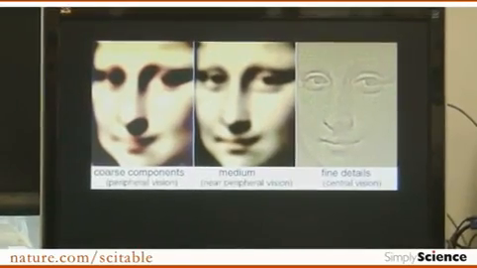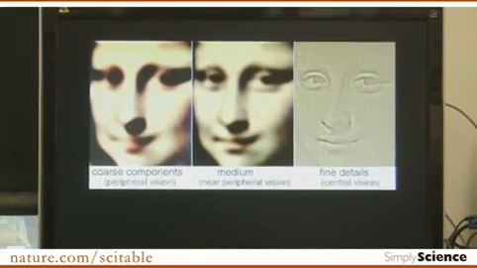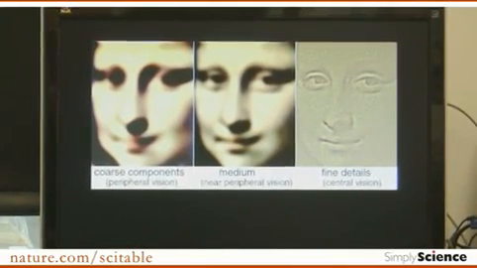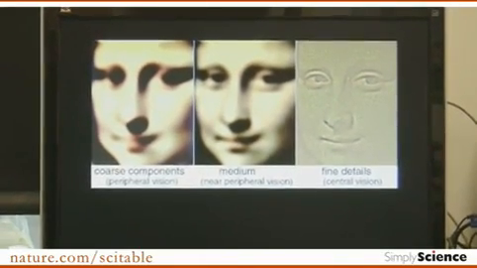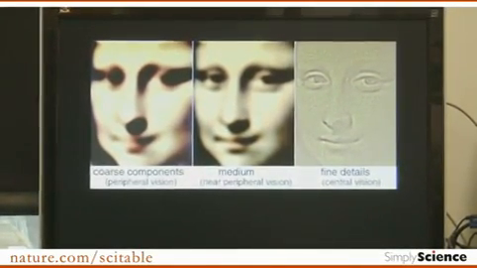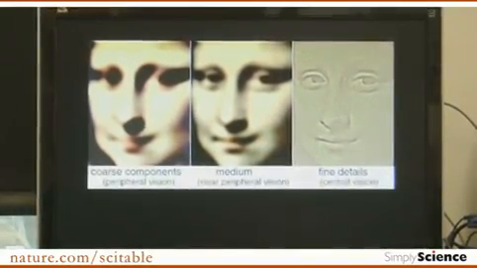But this difference in acuity with eccentricity is probably why the Mona Lisa's expression changes as you look at it. Because if you filter the Mona Lisa in such a way that you can see what she would look like if you saw the whole thing with your peripheral vision compared to what she would look like if you saw the whole thing with your central vision, which of course you can't do, you can see that her expression's quite different.